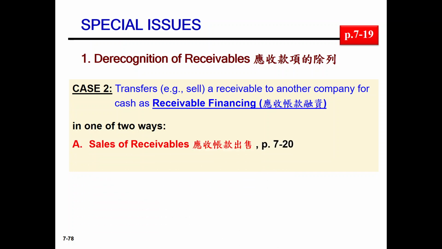So how could you do that? Sell it. So the first choice you could make is to sell your receivables to a bank. When you sell it, you can get the money you need, okay? The second choice you can make is what? You use your receivables as collateral. So you just want to borrow money from the bank and use your receivables as collateral. Okay? So there are two ways you can get the money.